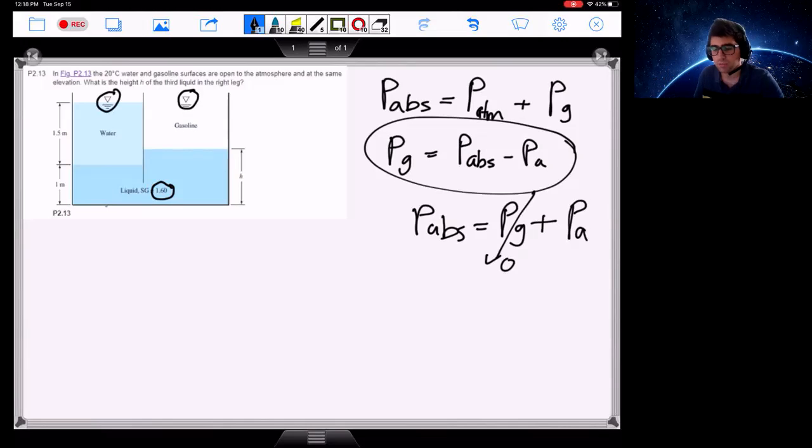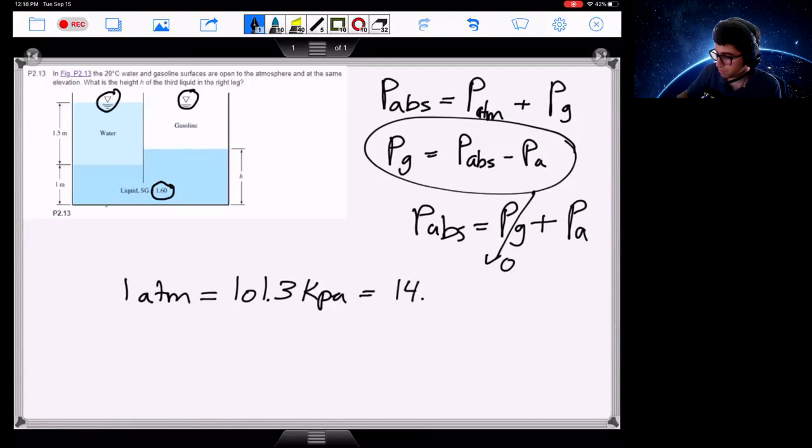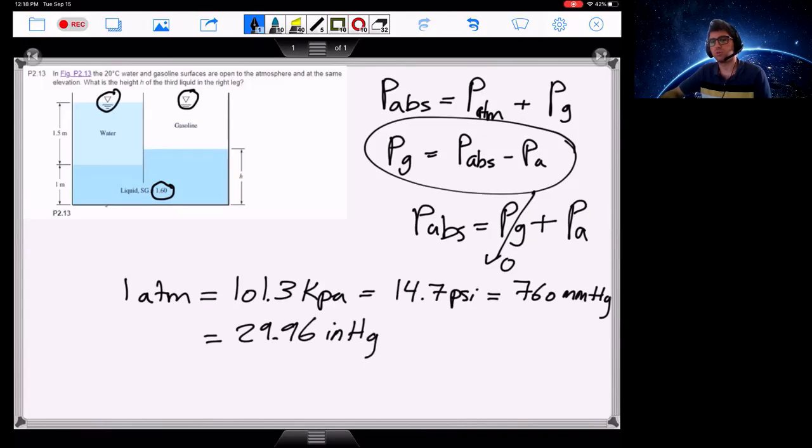14.7 psi, 760 millimeters mercury. You can measure pressure with millimeters mercury or inches mercury. That's fine. So you have all these readings, and they basically mean the same thing. So 1 atm is equal to 101.3 kilopascals, is equal to 14.7 psi, is equal to 760 millimeters mercury, is equal to 29.96 inches mercury. So make sure you have this one in your notes. You don't have to keep flipping through the book to look for all these values. They basically mean the same thing, depending on which unit system the problem is using. Some problems will use the metric system, and others will use the US customary system.